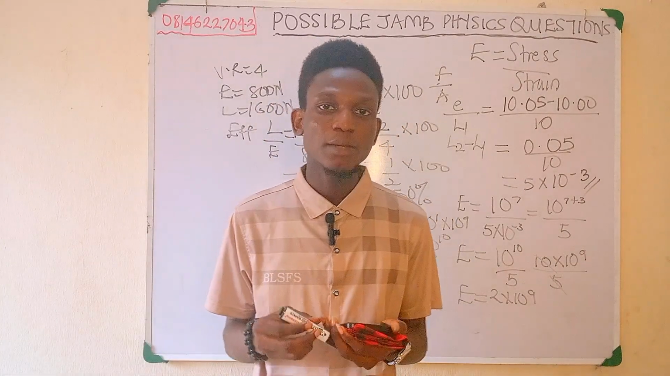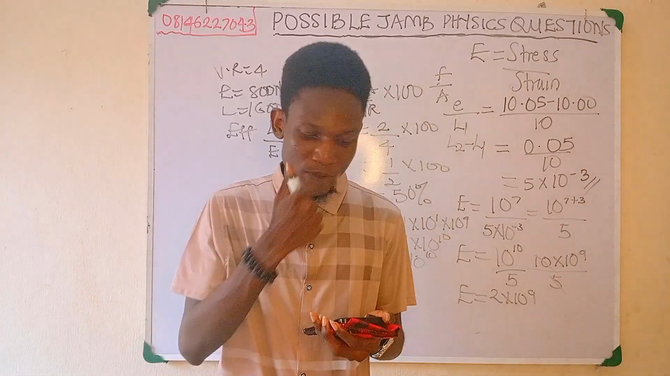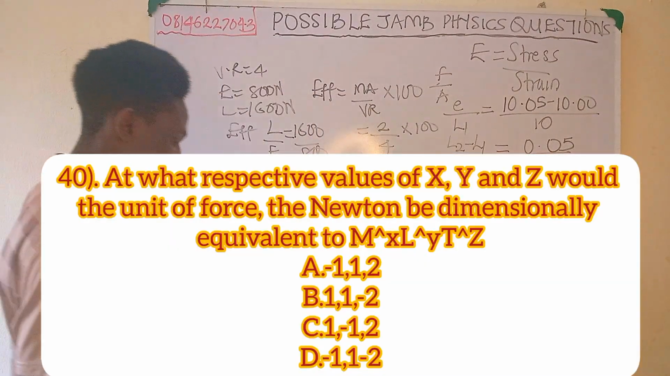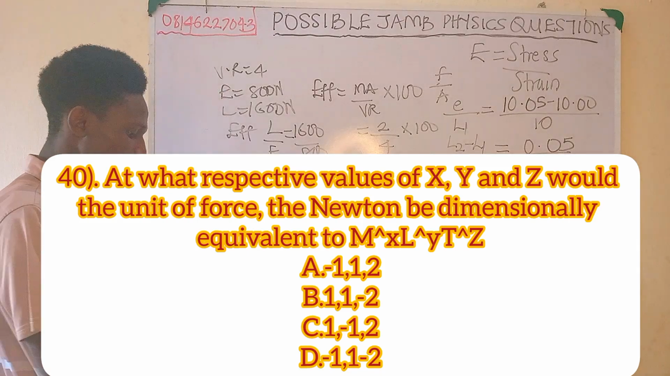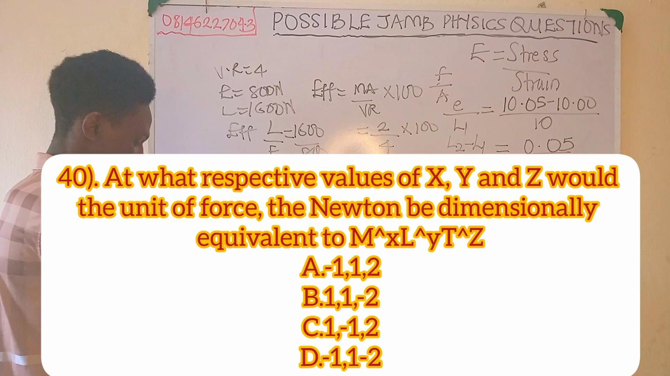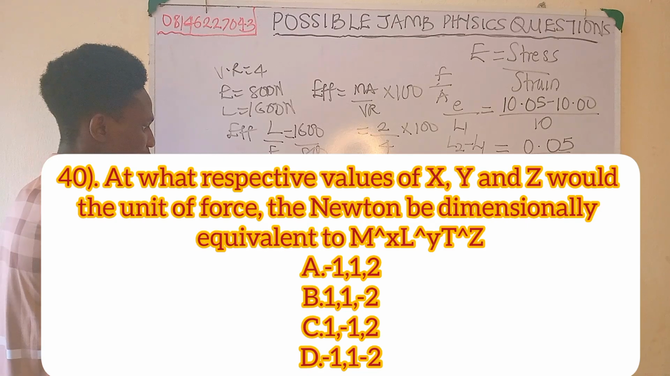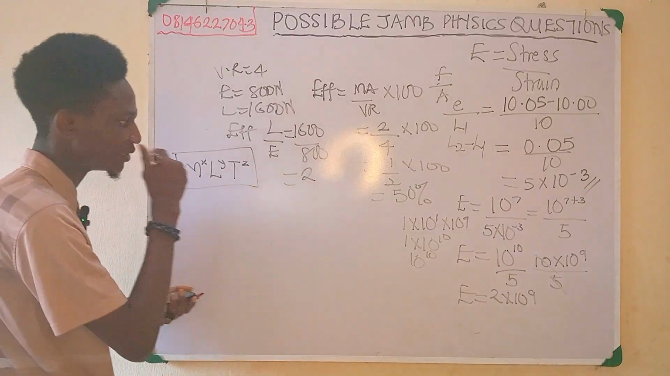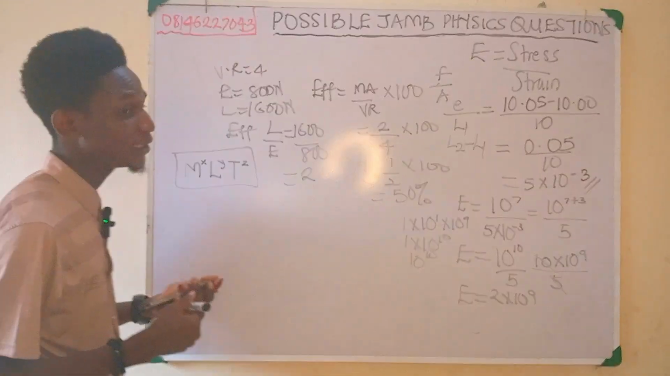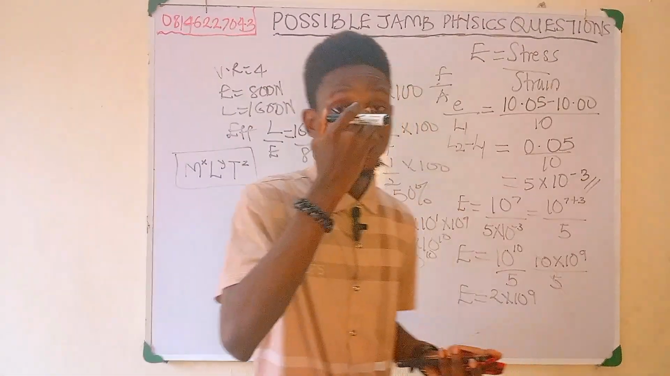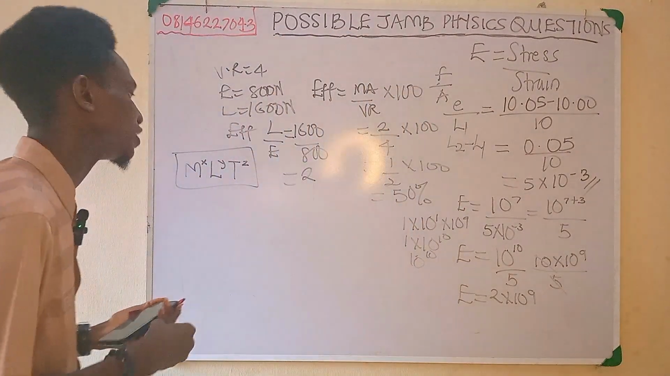Then question number 40 says: at what respective values of x, y, and z would the unit of force, the Newton, be dimensionally equivalent to M raised to the power x, L raised to the power y, and T raised to the power z? Now they want us to input the values of x, y, and z here. I did a video on dimensional analysis on this channel, where I explained it in depth.